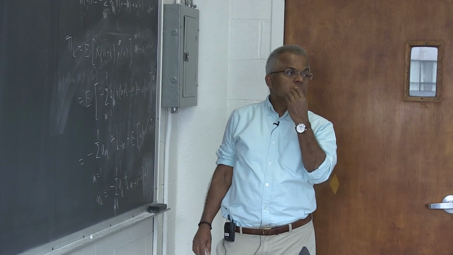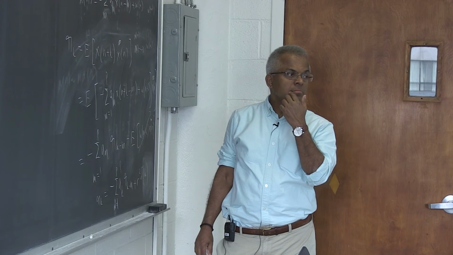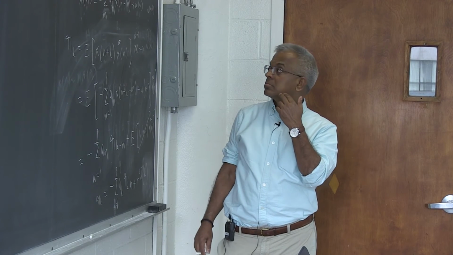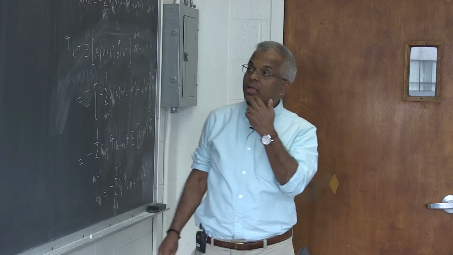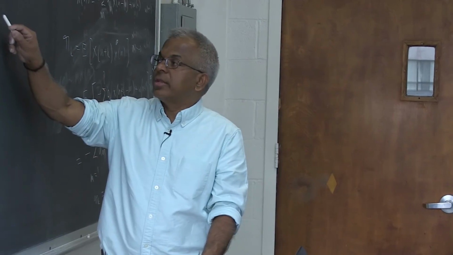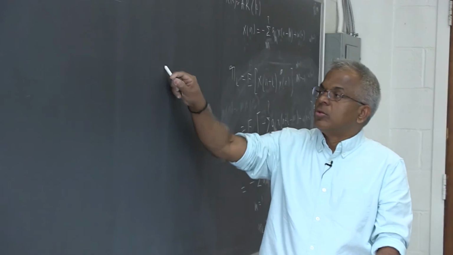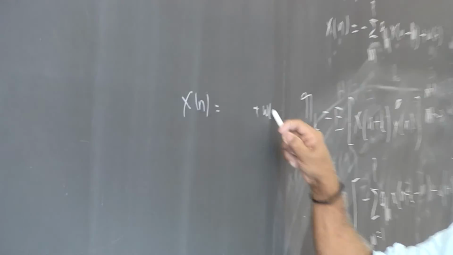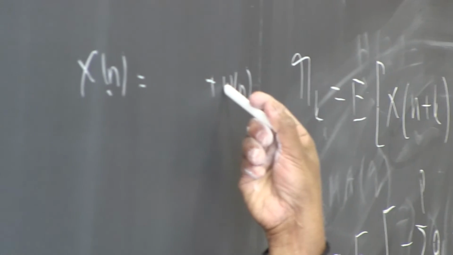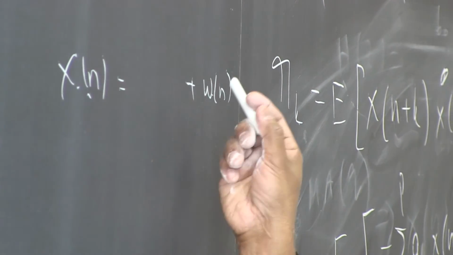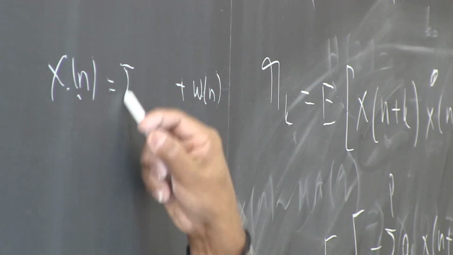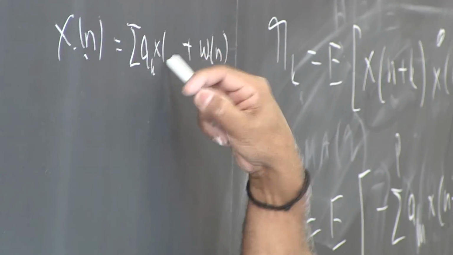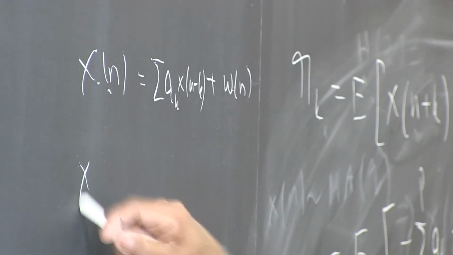So why is the expected value of omega_{n+1} times x_n 0? Yeah, that's what I'm trying to say. Let's look at x_n. You can clearly see x_n depends on w_n. Look here, x_n depends on w_n. Here you have a_k x_{n-k}. Then look at x_{n+1}.